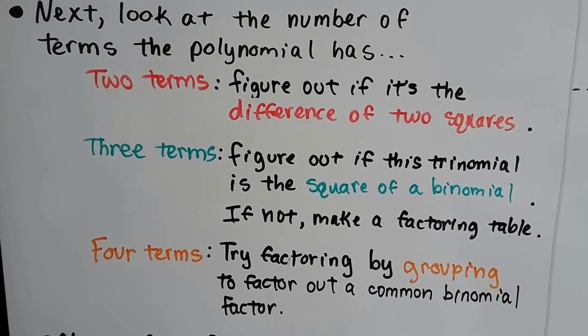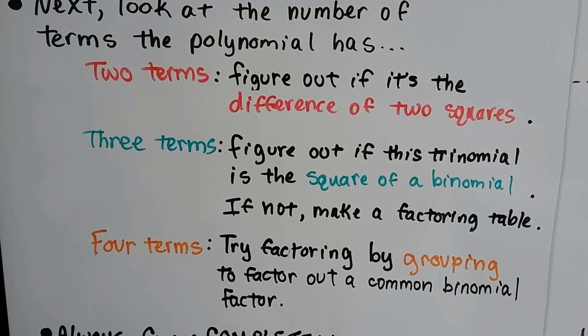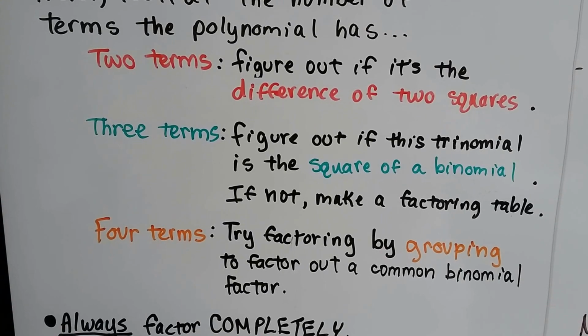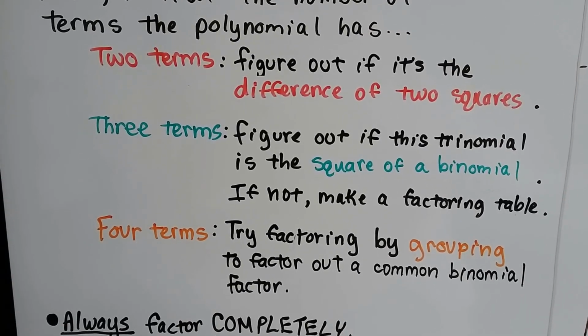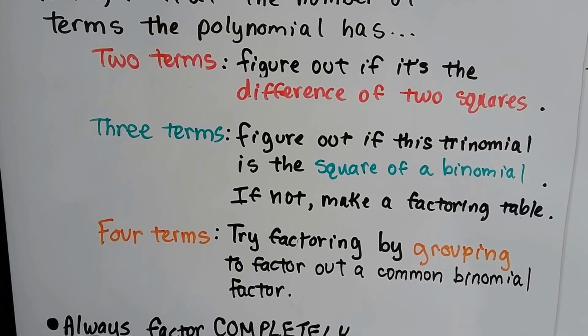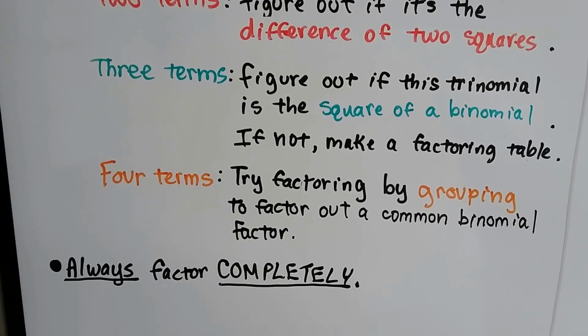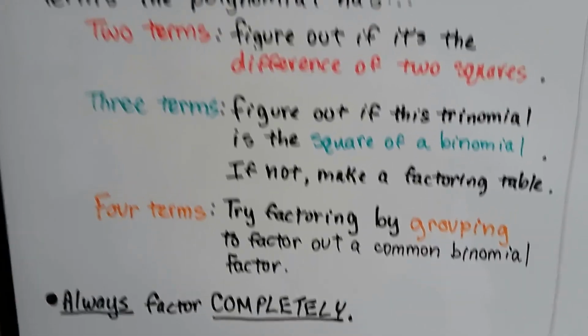If it has 2 terms, figure out if it's the difference of 2 squares. If it's got 3 terms, figure out if this trinomial is the square of a binomial. If not, make a factoring table. Does it have 4 terms? Try factoring it by grouping to factor out a common binomial factor, and always factor completely, okay?